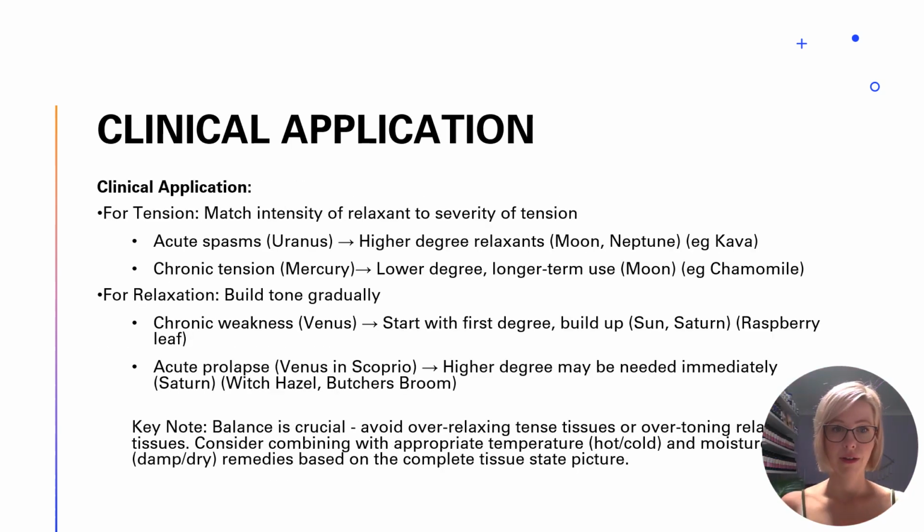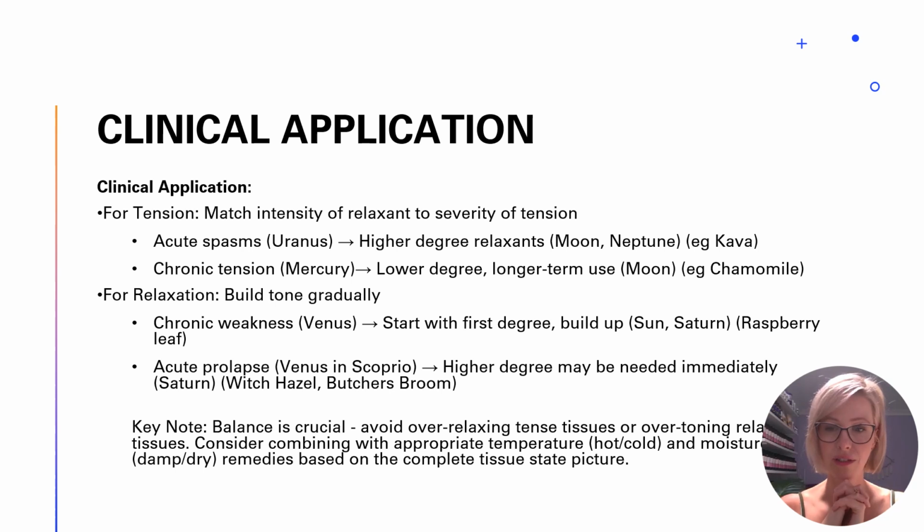So clinical application, how do we use this? When there's tension, we match the intensity of the relaxant to the severity of the tension. So a little bit of tension, mild relaxant. Severe, strong relaxant. So acute spasms, which is very Uranian, acute being like sudden and intense, we use a higher degree relaxant, something of the nature of the moon or Neptune, such as kava.